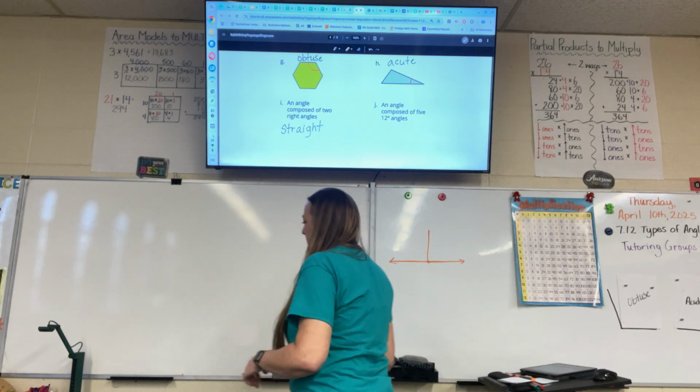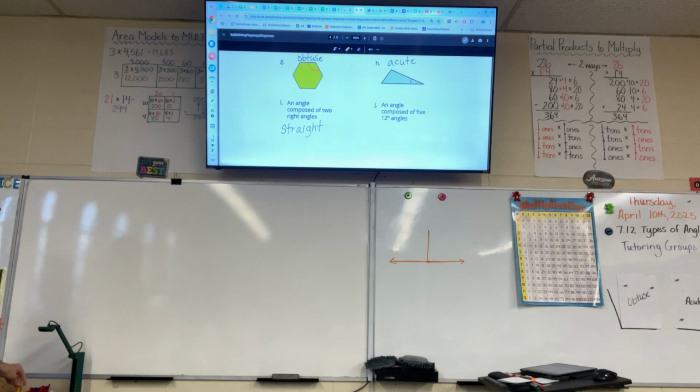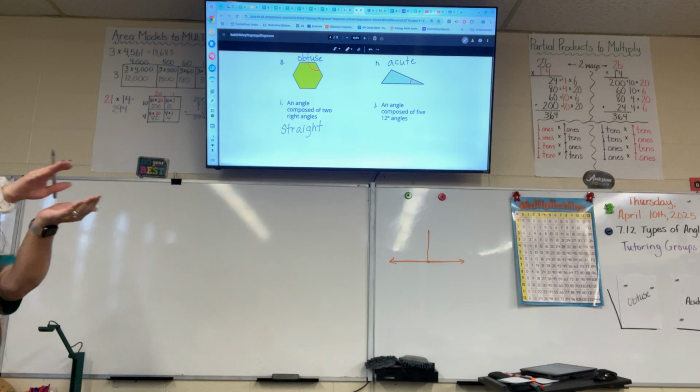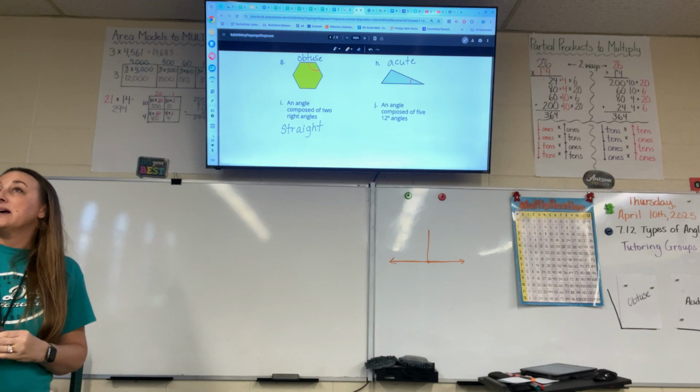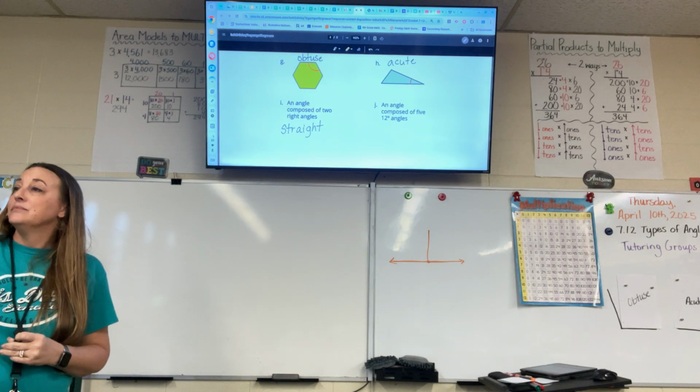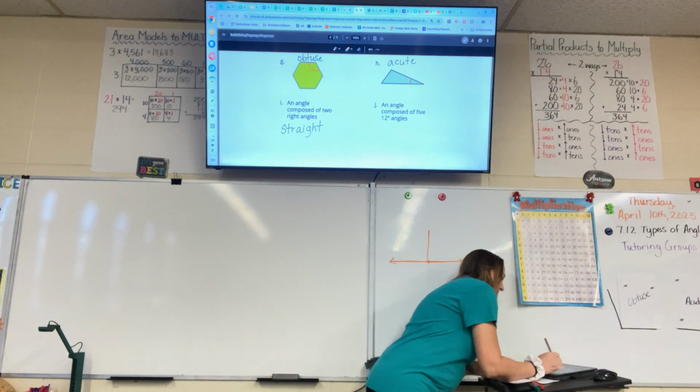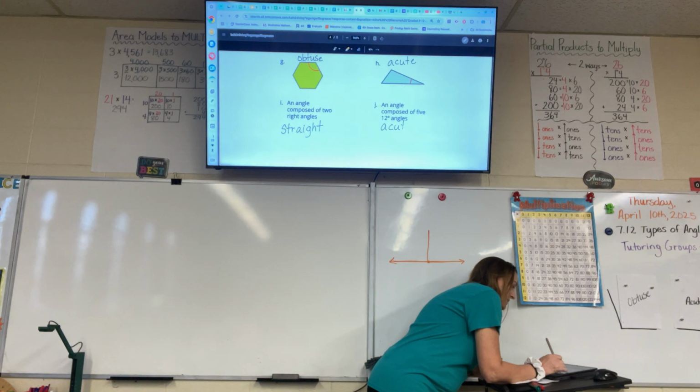Okay. And last, an angle that's composed of 5 12-degree angles. Owen. So if you have 5 12-degree angles, if you think a 12 on top of a 12 on top of a 12, what would that be all together? A 60-degree angle. So what's the classification of a 60-degree angle? Acute. Good work. That's exactly right. We're going to add one little thing to this one and say 5 groups of 12 degrees equals 60 degrees.